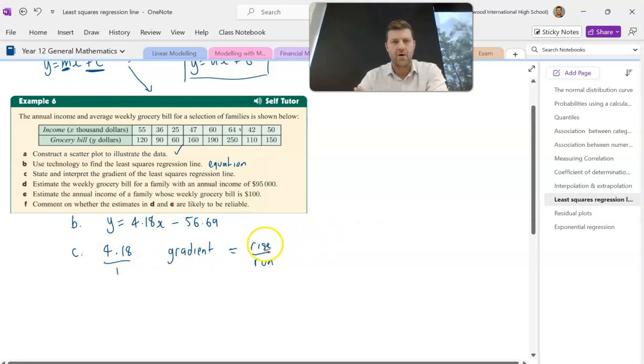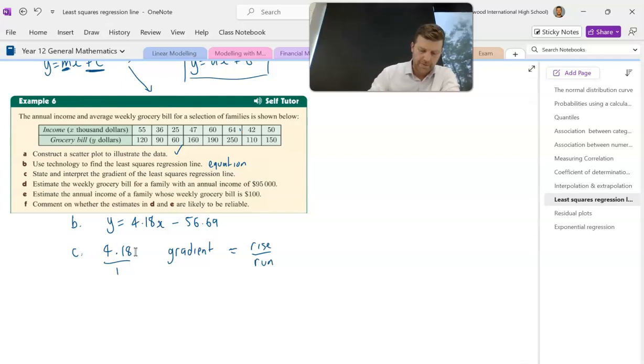with 4.18 being our rise, which is the change in that y variable, okay? And 1 being our run, which is the change in that x variable across the horizontal axis. So what does it mean in terms of our problem, in terms of the y and the x? Well, basically it's saying that for every increase in income by $1,000, there is an increase in the average grocery bill by $4.18.